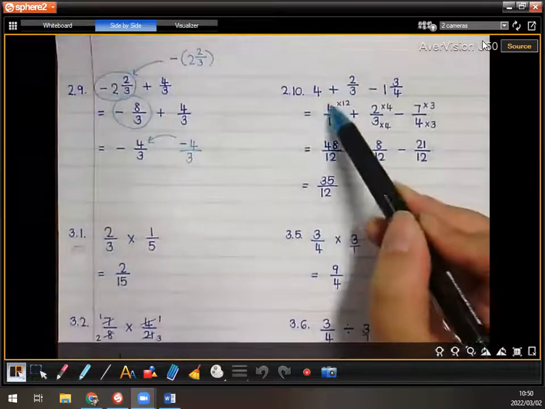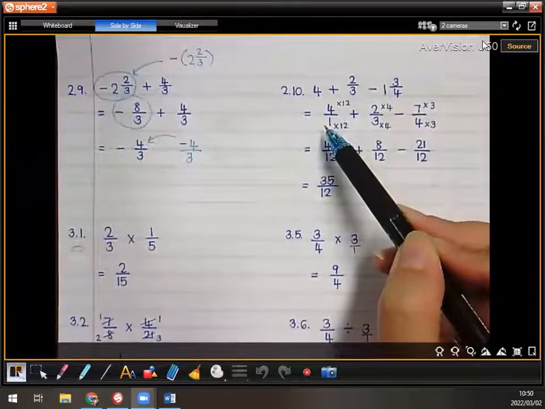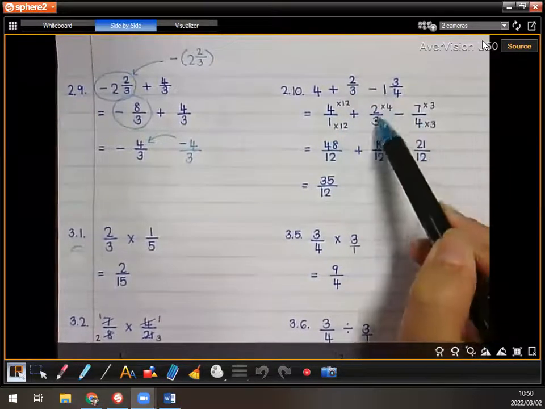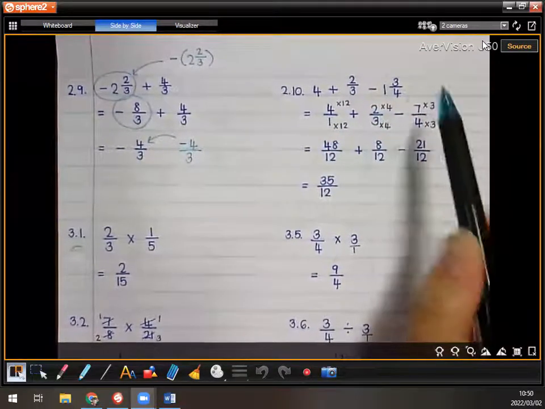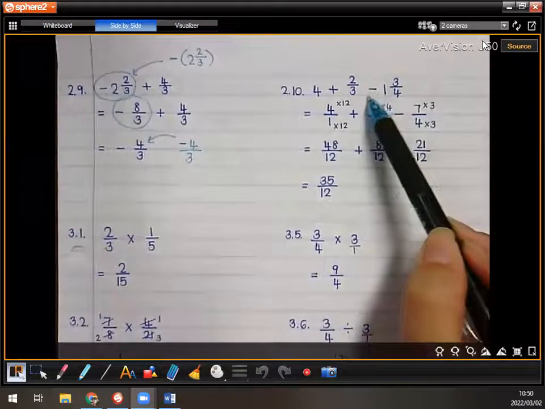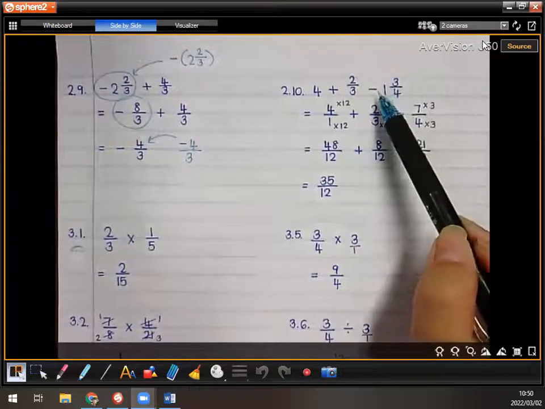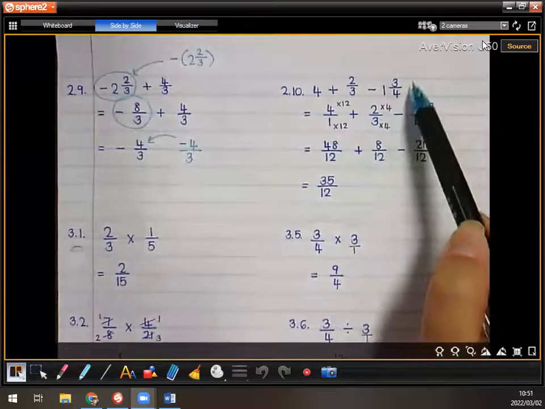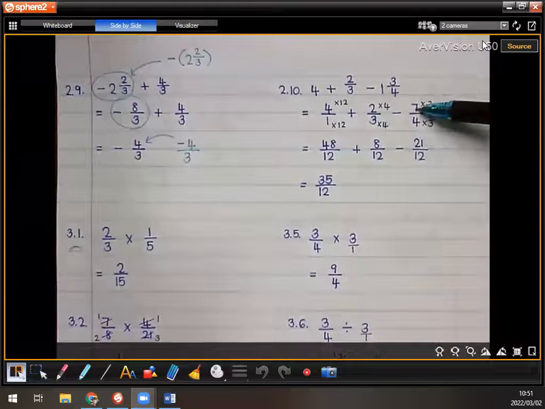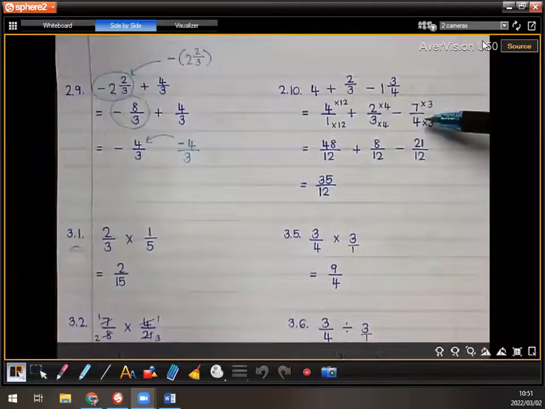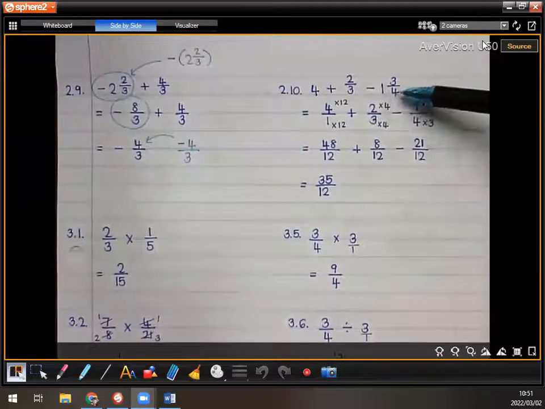2.10, so 4, like I said, you write as 4/1. The 2/3 was already a fraction, we're going to leave that as it is for now. This one, again, is a similar thing, guys. Now we're minusing this number, all right? So you're going to say 1 times 4 is 4, plus 3 is 7, and then that would be 7/4. Because it was over 4 originally.